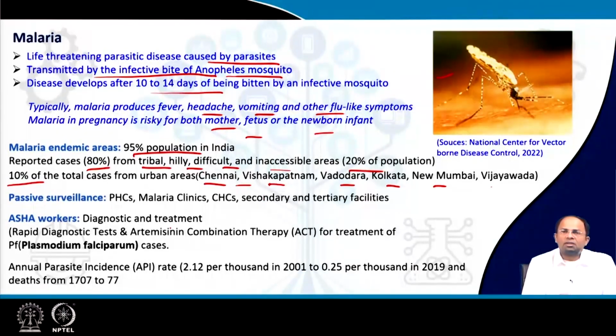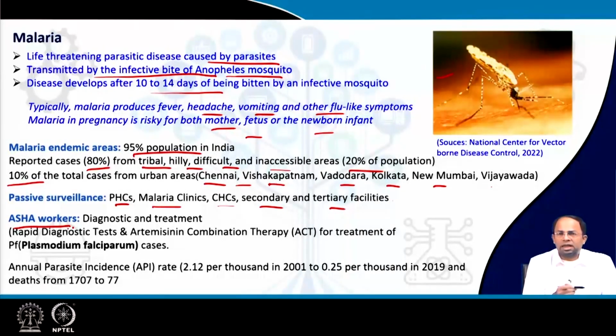Now passive surveillance, we have already learnt about both active as well as passive surveillance. Passive surveillance is done in the primary healthcare centers, malaria clinics and community health centers, as well as secondary and tertiary facilities. That means whenever a person comes with certain symptoms, this is reported, and from there we can target in which area malaria is spreading.